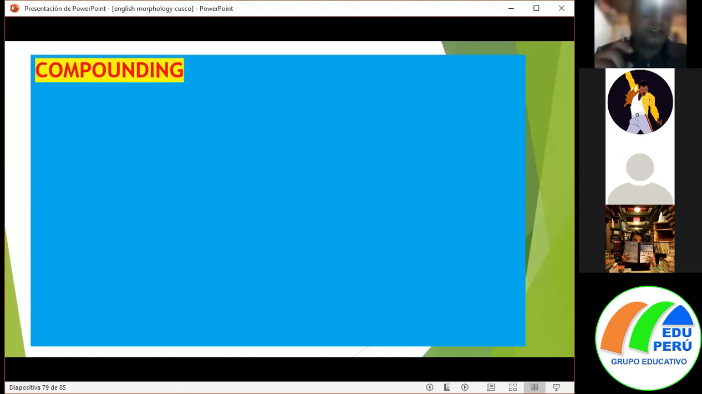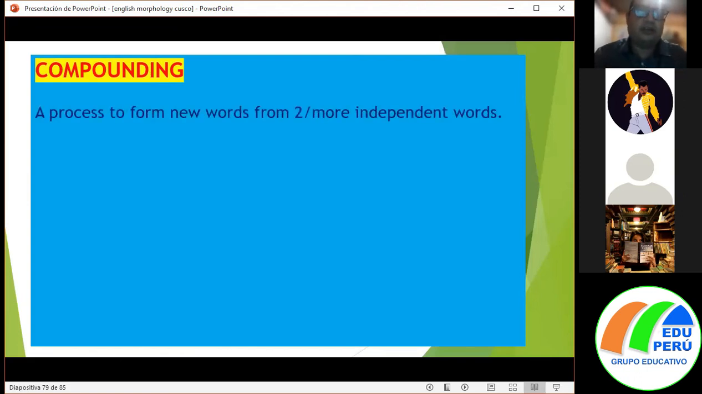So this is related to affixation. Remember, this is one of the processes. The other process is compounding. We talked about this when we talked about different types of words, no? Words which are formed by one morpheme, other words by two morphemes, one free plus bound, and other words which are composed of two free morphemes, compound words, compounding. A process to form new words from two or more independent words or free morphemes. Remember, independent words or free morphemes, free lexical morphemes, most of the time.